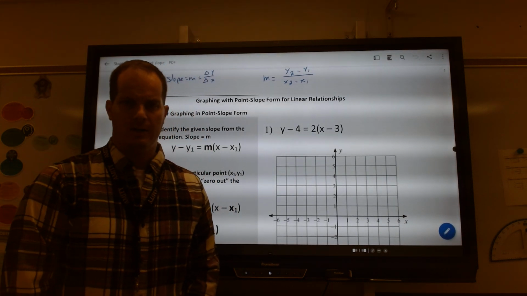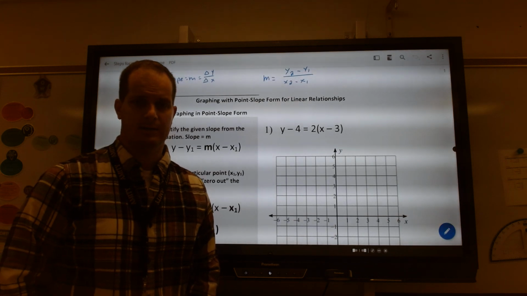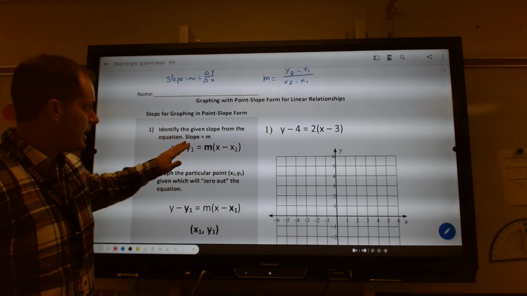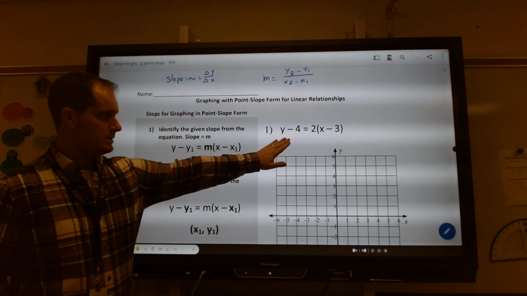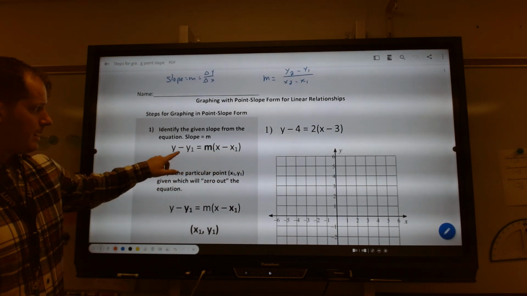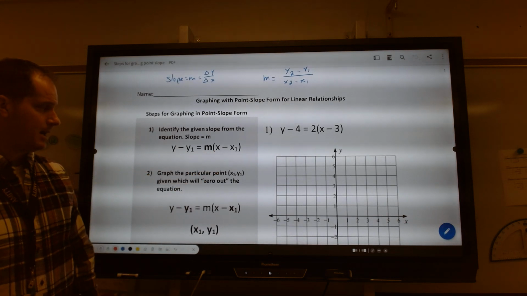The purpose of this video is to show you how to graph a linear function in terms of point-slope form. When we look at point-slope form, or equations that look like they're in point-slope form, they're in this form: y minus y sub 1 equals m times the quantity of x minus x sub 1.